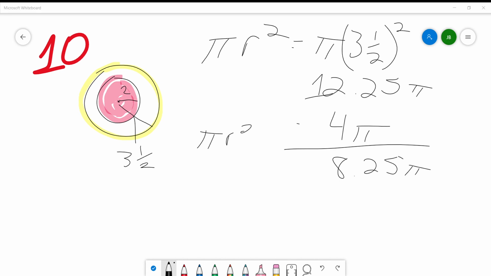Now 8.25 times pi, times 3.14, is 25.905, and that would be square inches. So I'm going to look that up, see if that's right. It is correct. I win.